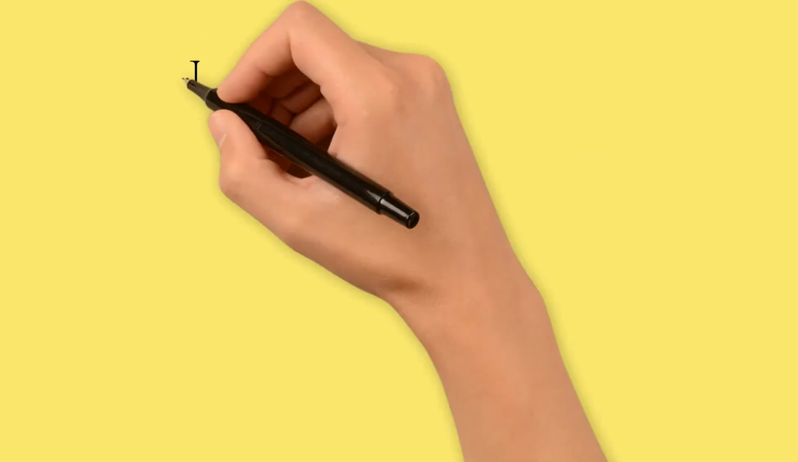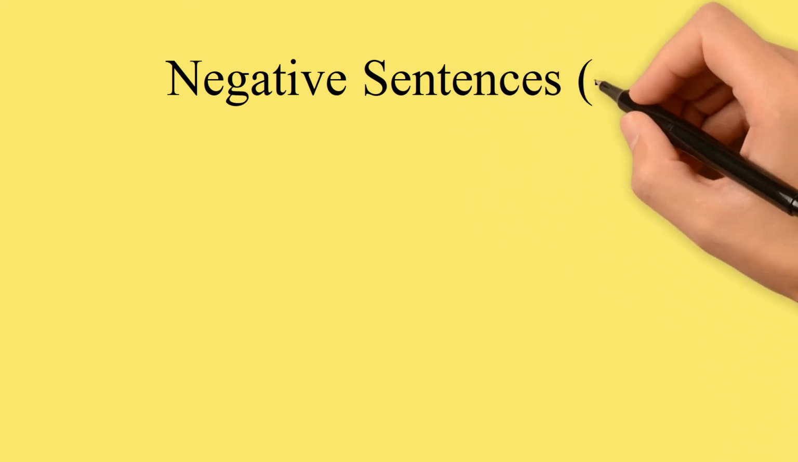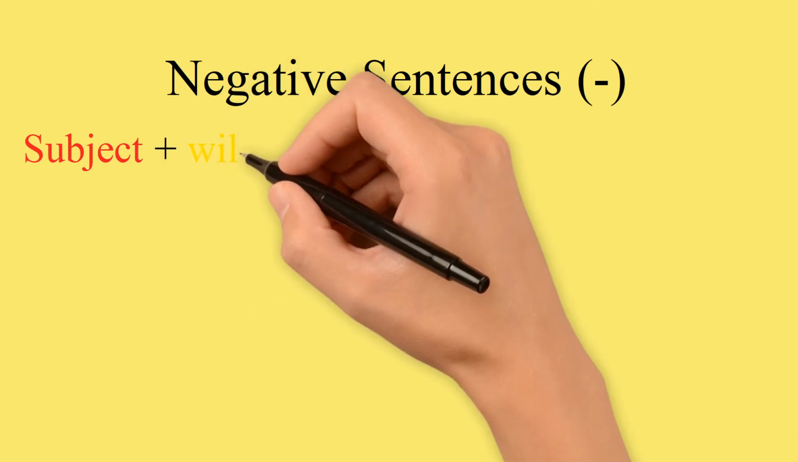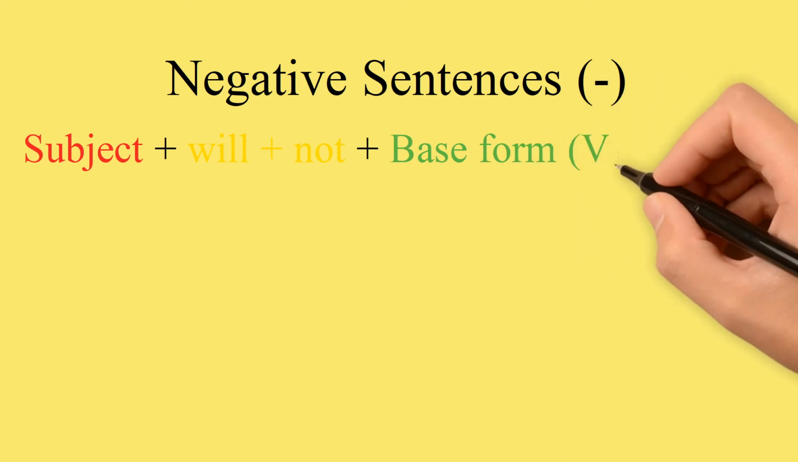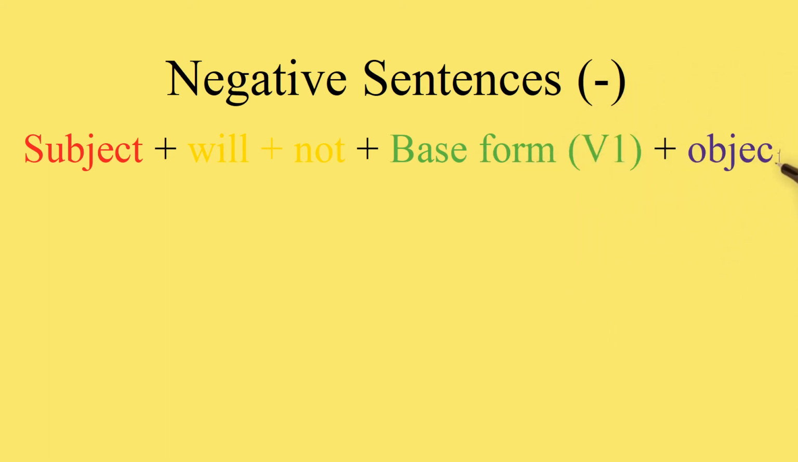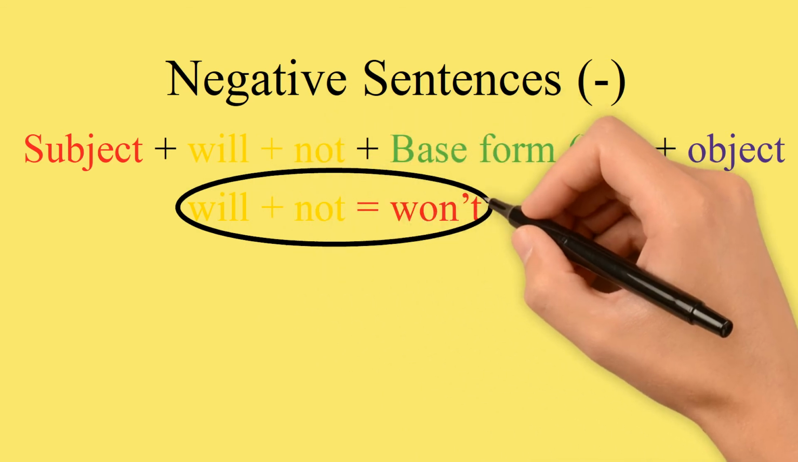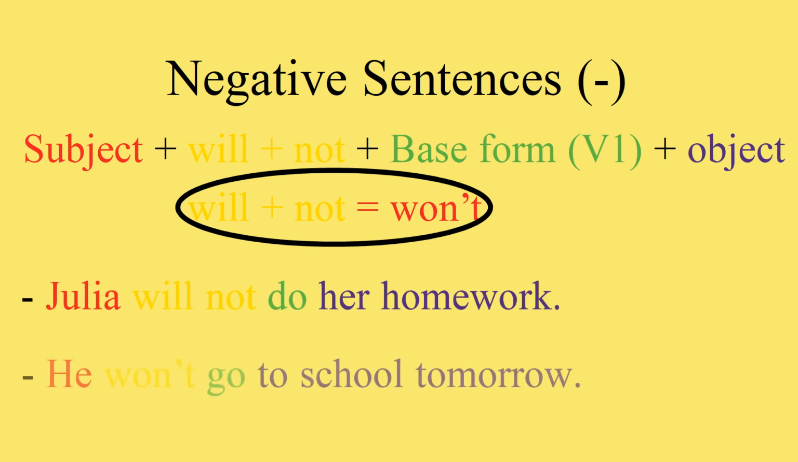Negative sentences. We use not after auxiliary verb to make the sentence negative. Subject plus will plus not plus base form plus object. Abbreviation of will not is won't. For examples, Julia will not do her homework. He won't go to school tomorrow.